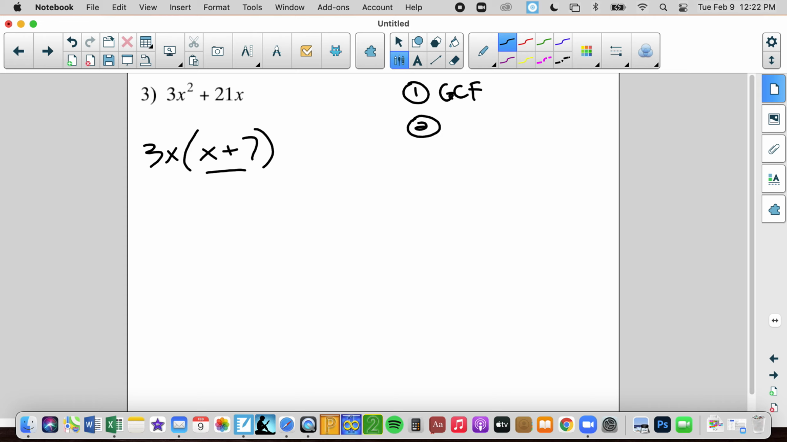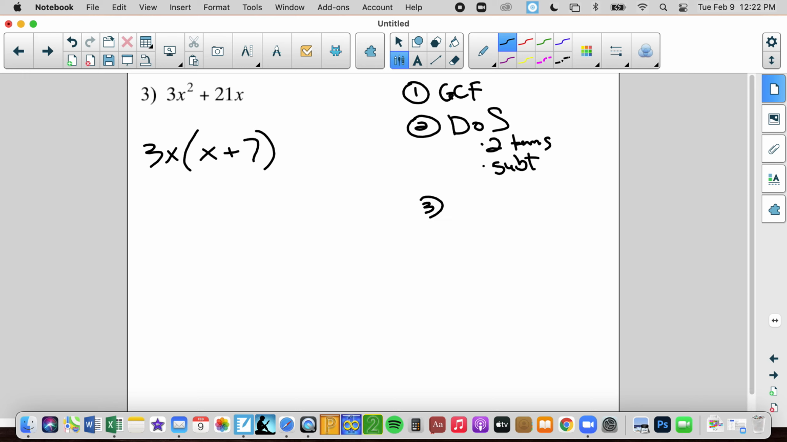This has 2 terms. Remember, 2 terms. I'm going to check for difference of squares. Difference of squares is 2 terms. It's subtraction between both of those. And in this case, it's addition. So I know that this is not difference of squares.